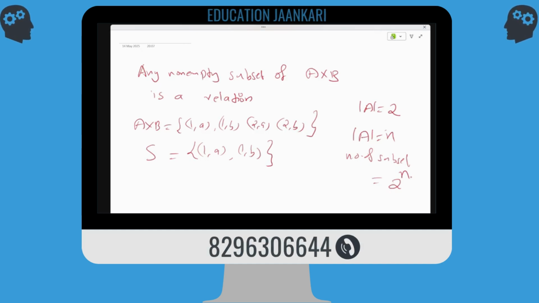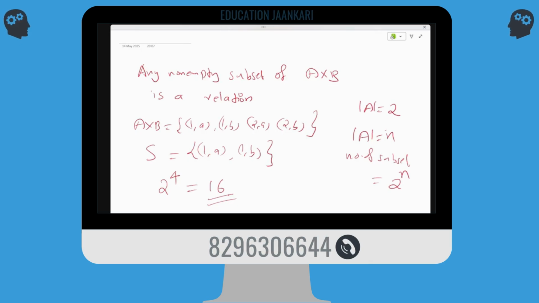Now tell me how many relations are possible from A to B here, in this example. We have 4 elements. So how many subsets does this set have? 16. Yeah, 2 raised to 4. Correct. So 16 relations are possible from the given example A cross B. Is it clear? Yeah. Now I am going to define what is a function.